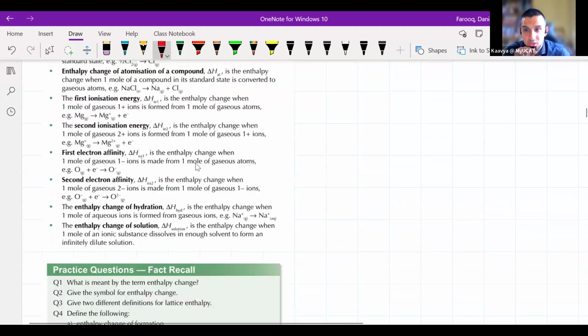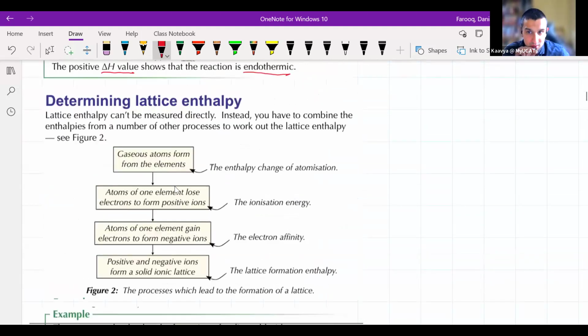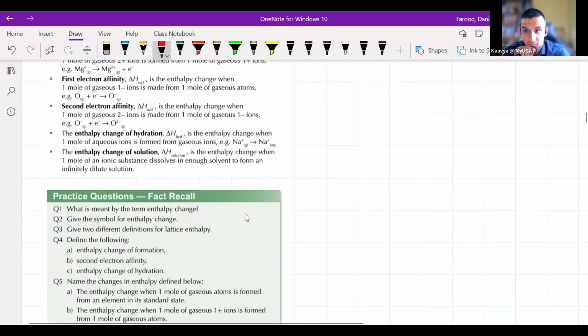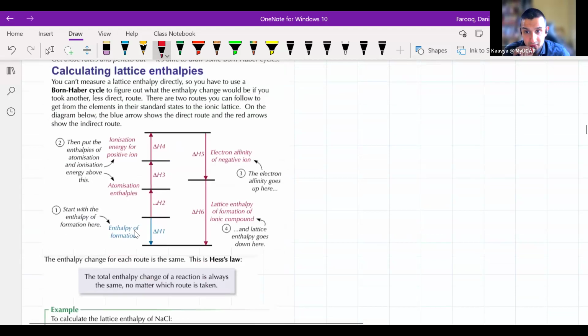Now, determining lattice enthalpy is what you're going to do with the Born-Haber cycle. Just quickly, first you atomize, then you do the ionization energy, then the electron affinity, and then the lattice formation enthalpy. You do all those four things and you get the lattice enthalpy formation. To get that formation, this blue arrow, first you do the atomization, this arrow up, then the ionization energy, then the electron affinity, and then lattice formation. That's the whole formation of the lattice, okay?